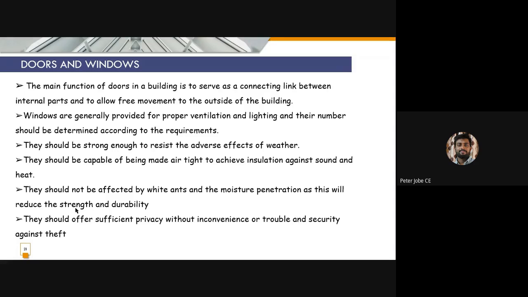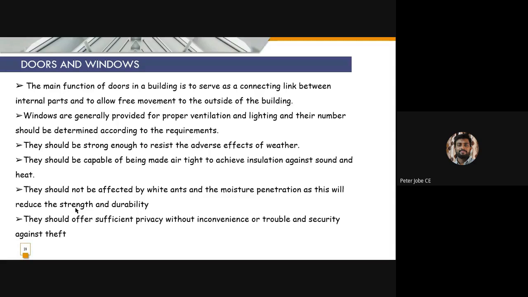So I'm talking about a normal building where we are using load bearing walls. If it's not a load bearing wall, obviously we need not provide anything above that. The loads will be transferred by beams and columns.